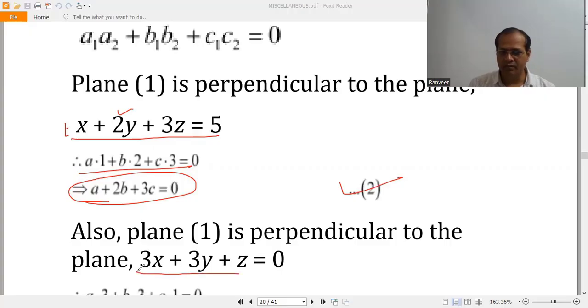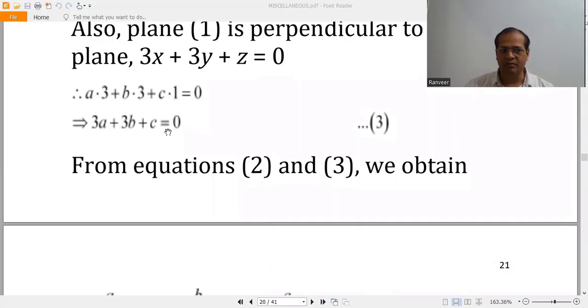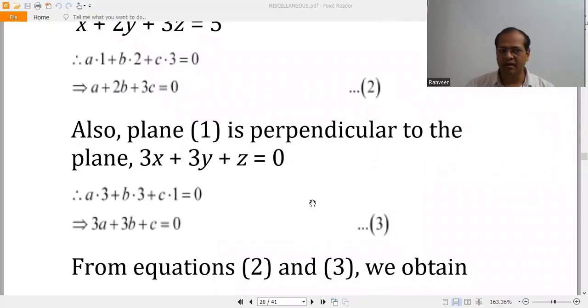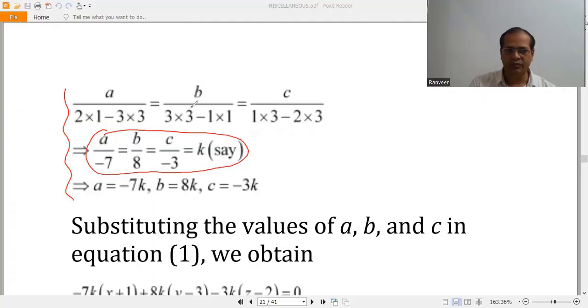Similarly, the first plane is also perpendicular to 3x + 3y + z = 0. So we can take a into 3 plus b into 3 plus c into 1 equal to 0. So 3a + 3b + c = 0. Now, once we solve the second and third equations, we will get the values of a, b and c. Using cross multiplication, in this way we can find out the values.